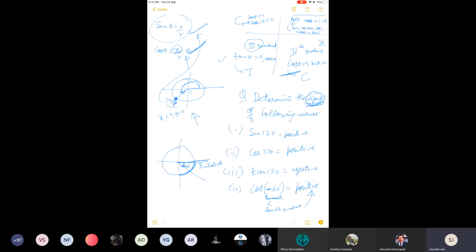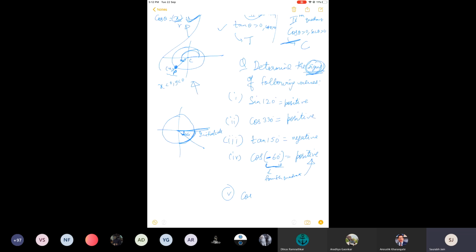Okay, so can anyone tell me? Just think before you give the answer. Let me make a question only. Cosec minus 210 degrees. What do you think? What will be the sign? Positive. Yes, positive is correct. Tell me the quadrant. Second quadrant. Yes, that's correct. Second quadrant.